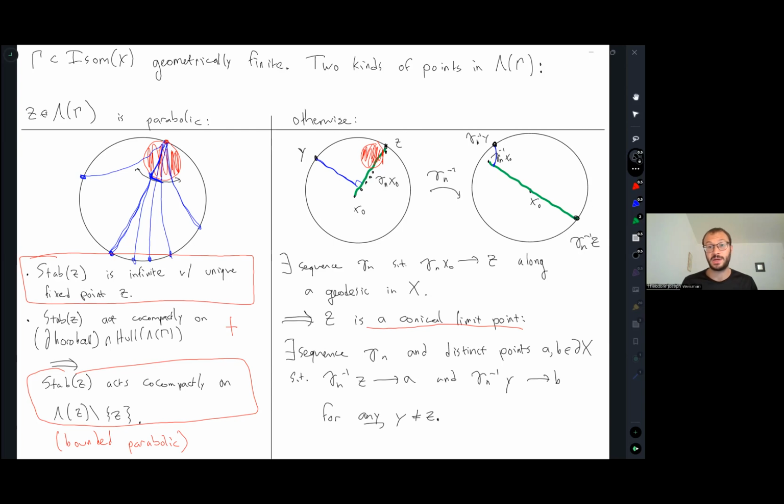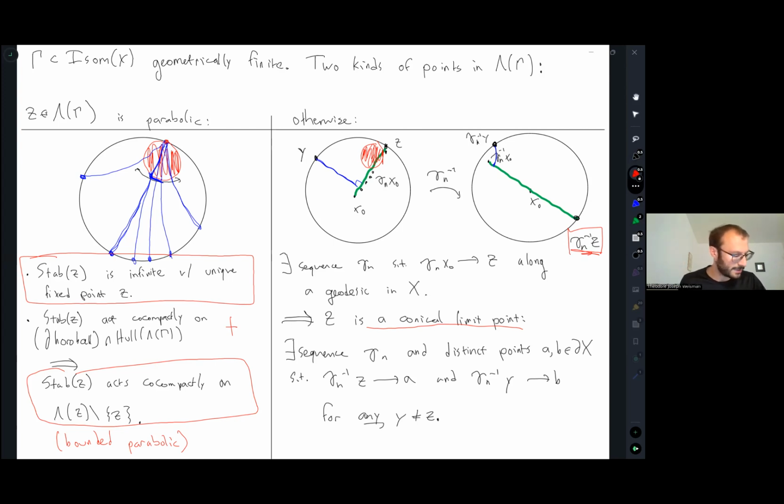So the idea here is that if I apply gamma n inverse to any point which is not Z itself, it'll always get sucked off to some point which is far away from gamma n inverse of Z. I can take the sequence gamma n that I had from this picture up top, and take a subsequence so that this sequence of points gamma n inverse of Z converges. And then I know that the backward endpoint of that geodesic that I'm seeing is where every other point is going to converge when I look at the action of the sequence of group elements gamma n inverse.